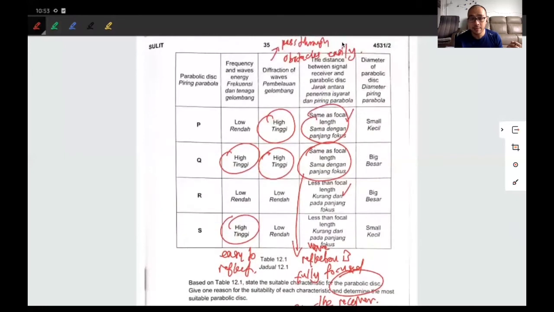Okay. Last part, diameter of the parabolic disc. This is the same question as just now. The diameter should be big, and the same reason as just now. You remember? To receive more wave signals.